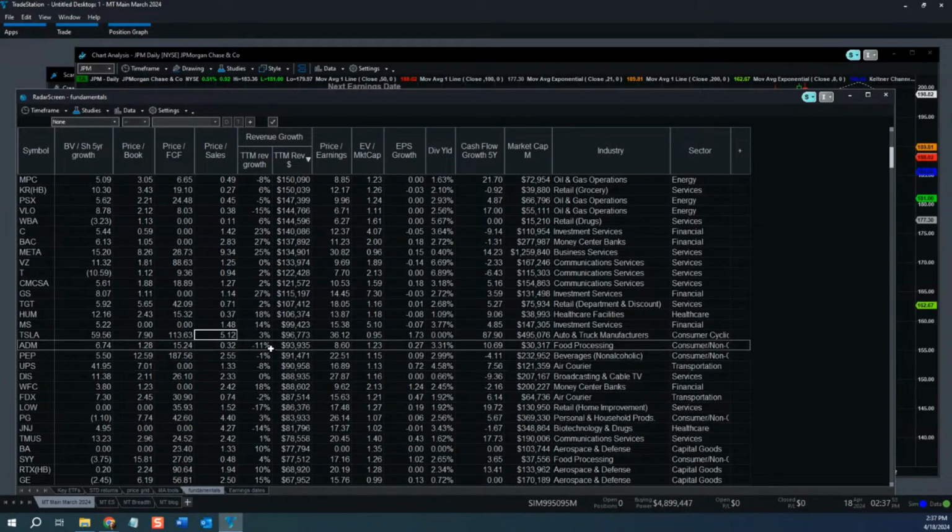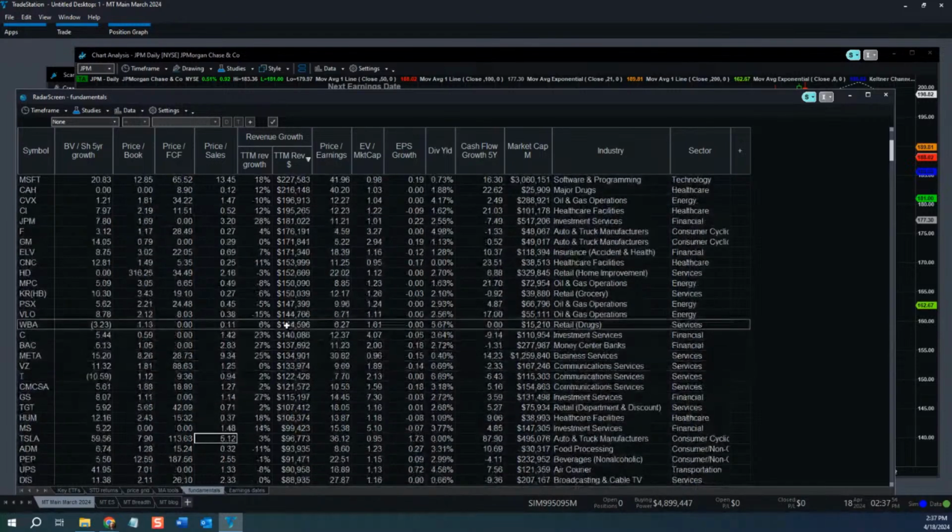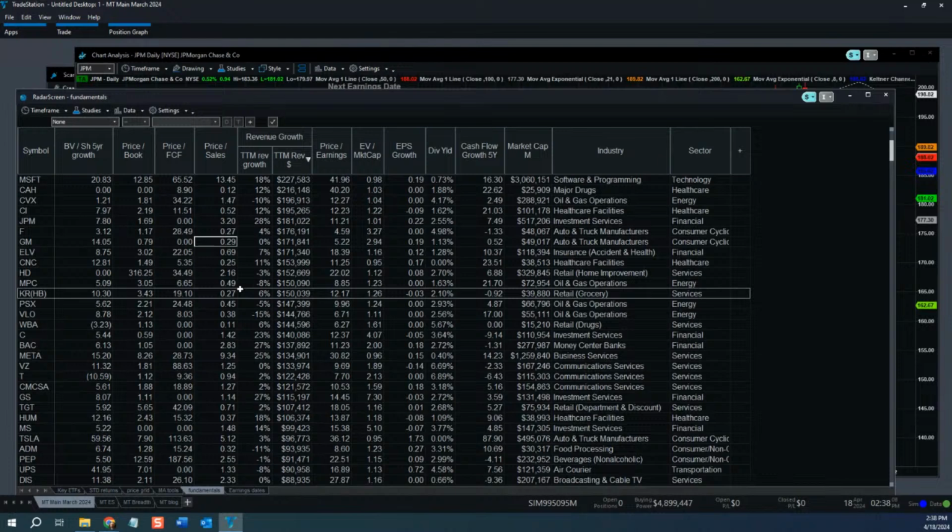Now, in comparison, where's GM or Ford? GM is up here at 170 billion of revenue, and they trade for 0.3 times revenue. So Tesla still trades for 5 times revenue, versus 0.3 times revenue for GM.